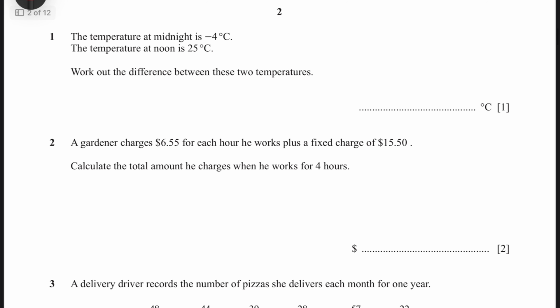So question 1: the temperature at midnight is -4 and the temperature at noon is 25 degrees Celsius. Work out the difference between these two temperatures. So see, the final temperature is 25 degrees, and the difference is basically final minus the initial. Initial was -4, so 25 minus of -4. Minus minus will become plus, so plus 4, which equals 29. So the answer is 29 degrees Celsius.